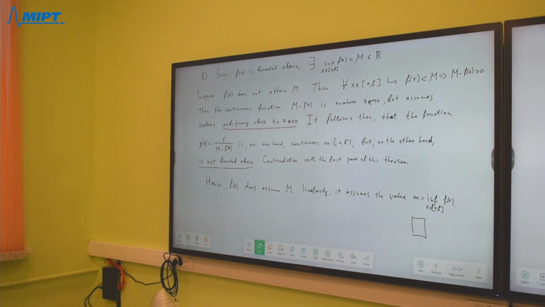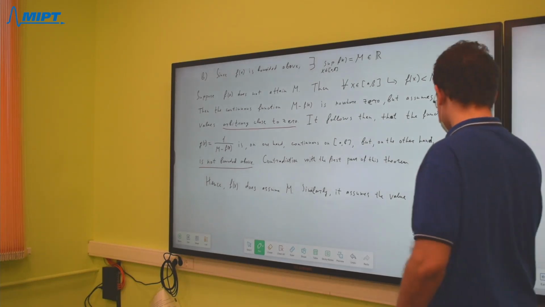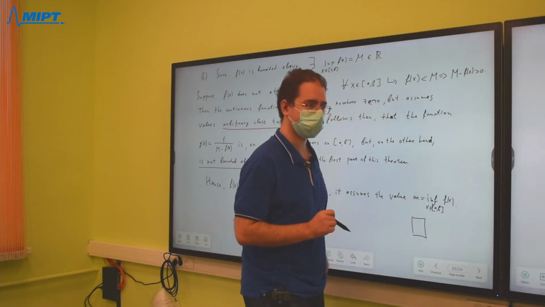Any questions? What's on the infimum there? x is from the closed interval from a to b.